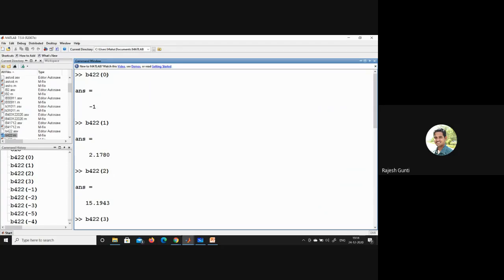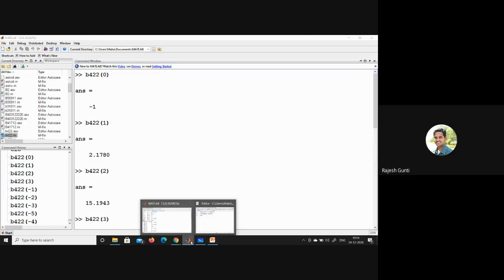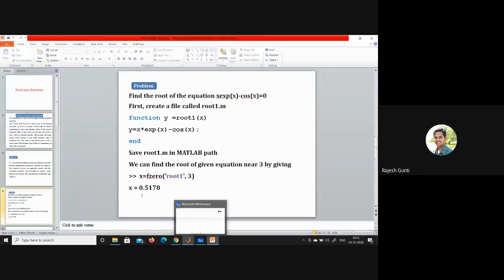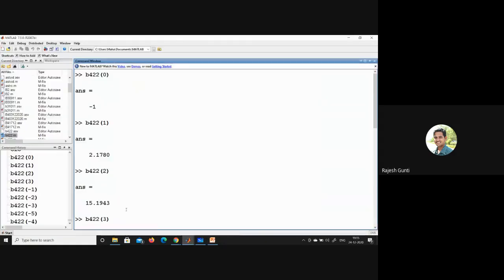The function value at x is equal to 0 is minus 1. The function value at x is equal to 1 is positive. There is one root in between 0 and 1. MATLAB found the root and displayed 0.5178. Suppose if you take the initial value as, for example, minus 1 or minus something, it will find a root value nearer to that value. Okay, that is it. So many things are there here to explain. One by one I will do.